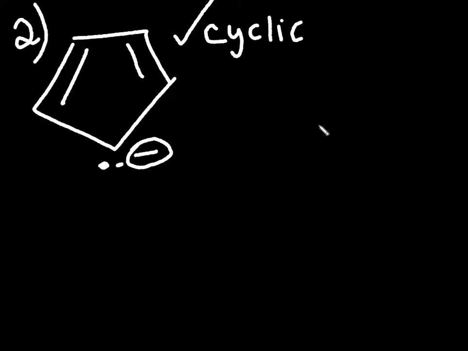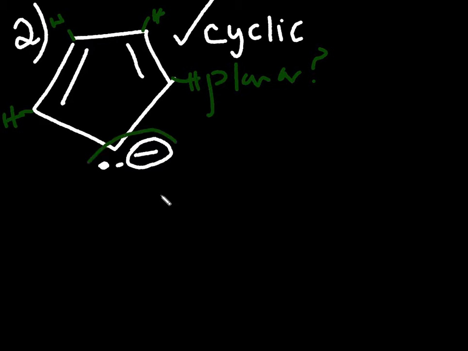So next we ask, is it planar? Let's see. Hydrogen there, sp2, sp2, sp2, sp2. And now you see this negative here. This lone pair contributes to hybridization. So this is sp3 as well. I mean, I'm sorry, sp2 as well. So is it planar? Most certainly.